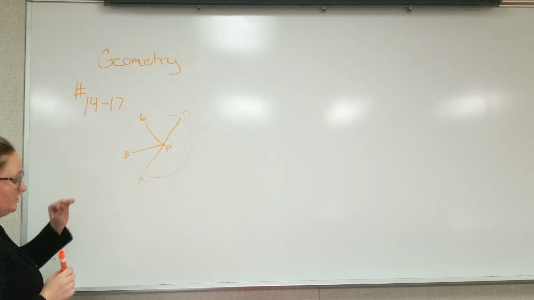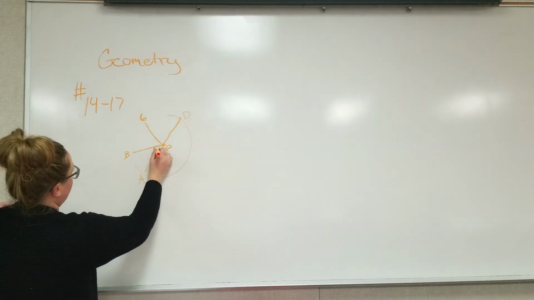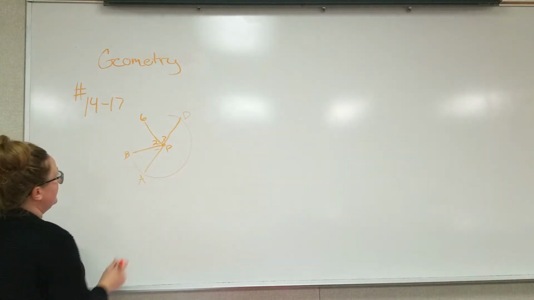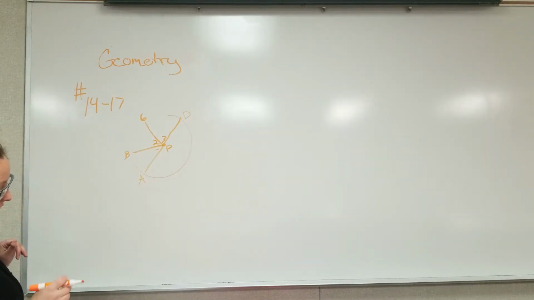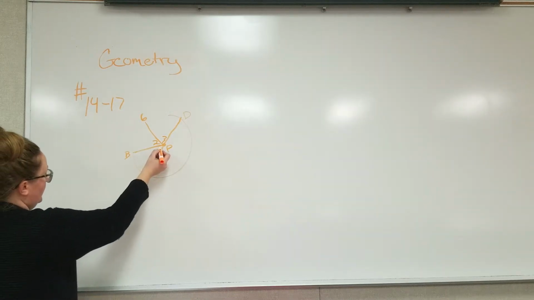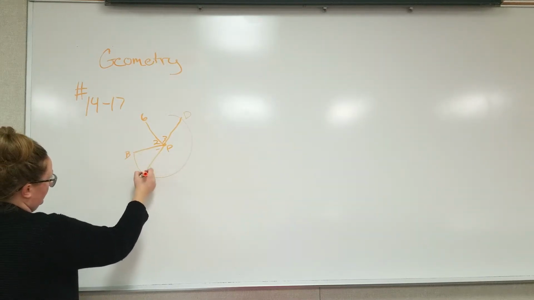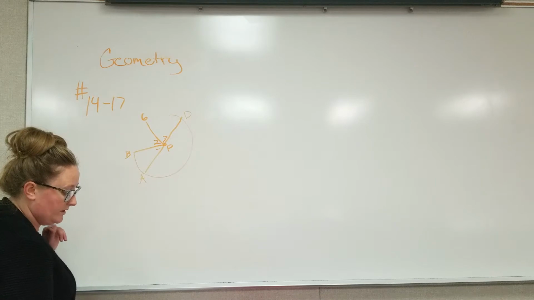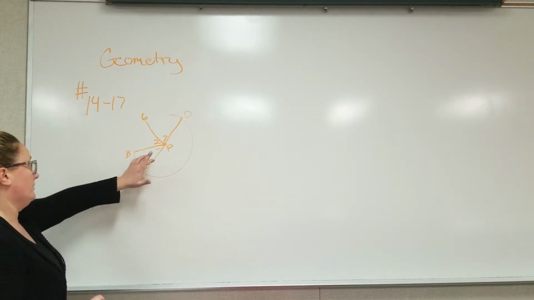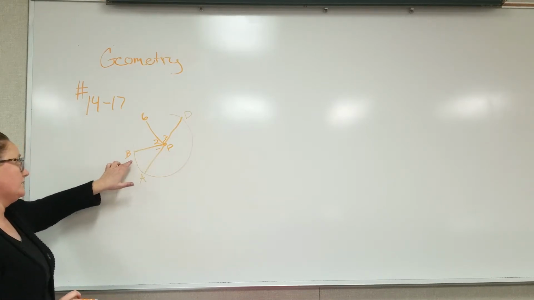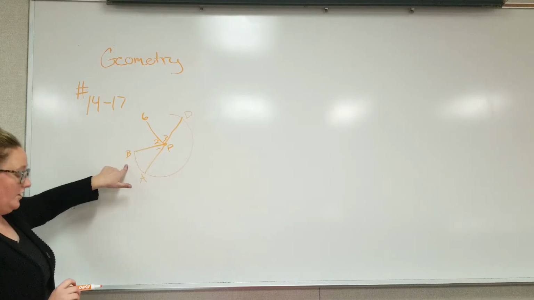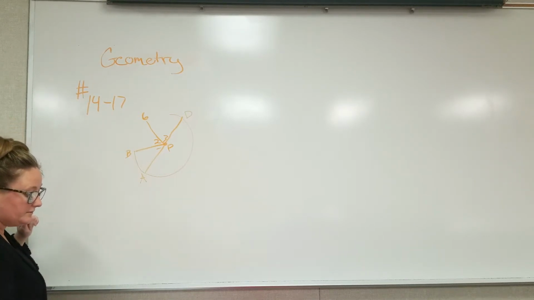So they say the measure of angle 1, I'm sorry for that confusing, 1, 2, 3. The measure of angle 1 equals 50, okay? So 1 is here, and its intercepted arc is AB right here. Then they want to know, what is the measure of arc AB? So remember, central angles equal their arcs. If this angle is 50, then the arc is 50.